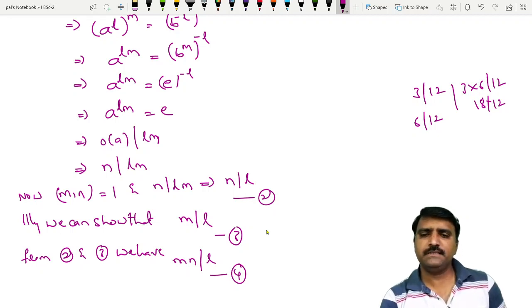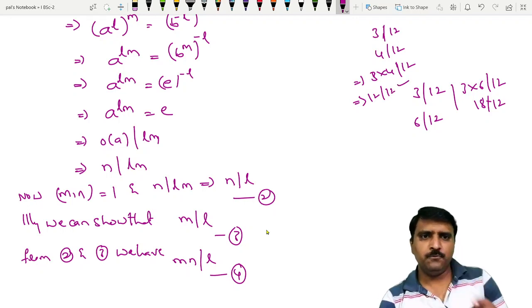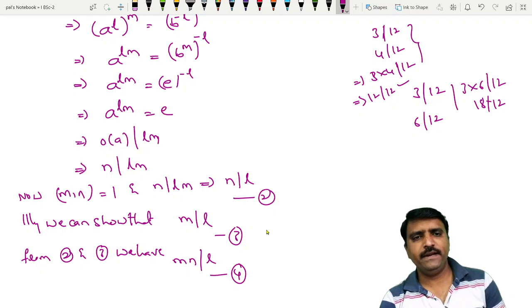But here we have written m divides L, n divides L, which implies that mn divides L. You see this: 3 divides 12, 4 divides 12, which implies that 3 into 4 divides 12. 3 into 4 is 12, and 12 divides 12. This is correct. Why is that possible in this case, and why is it not possible in the other case? Here we can write 3 divides 12, 4 divides 12, so 3 into 4 divides 12.